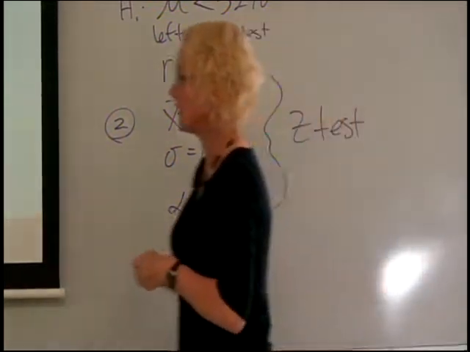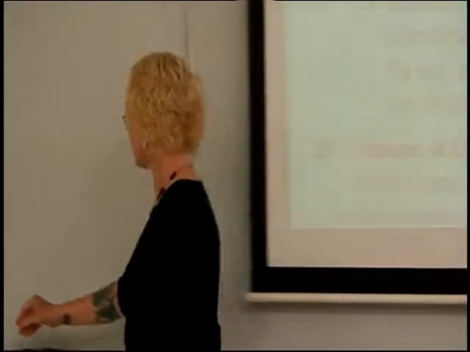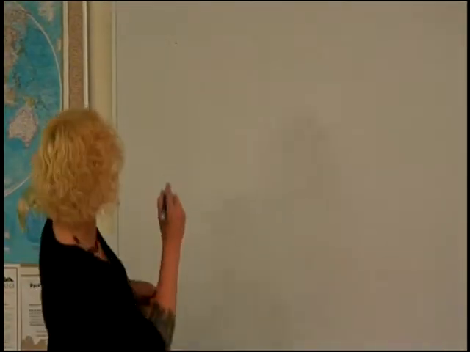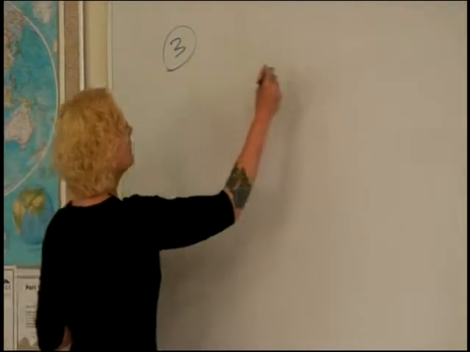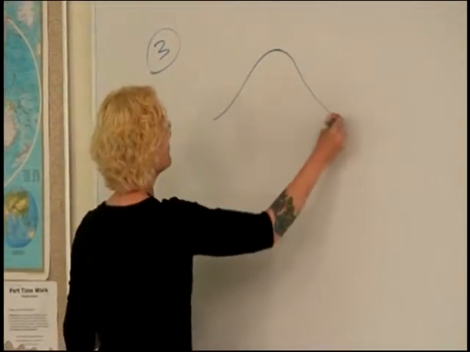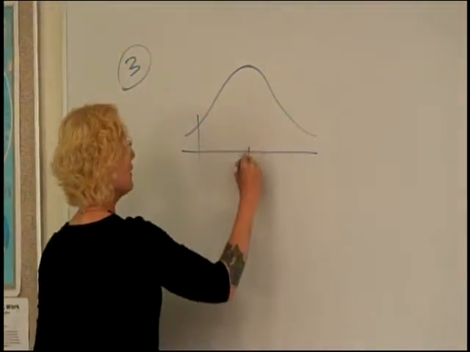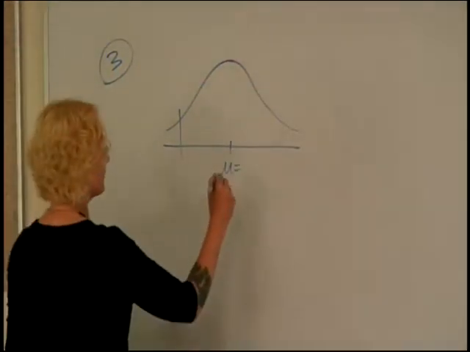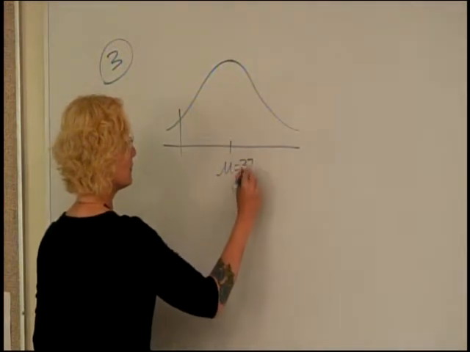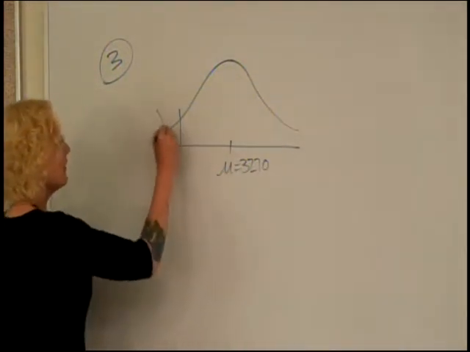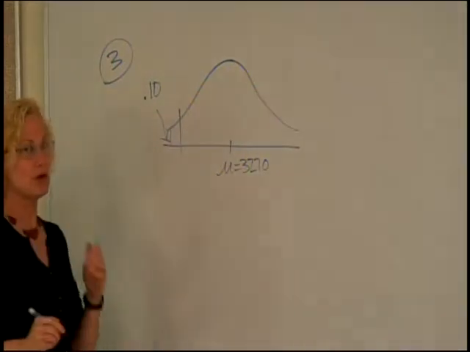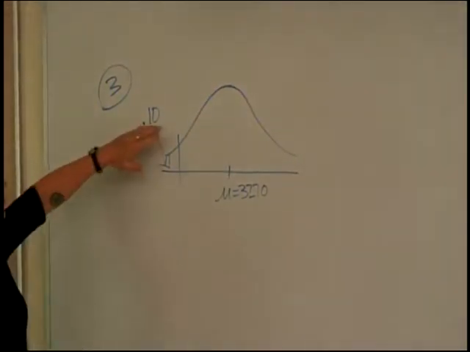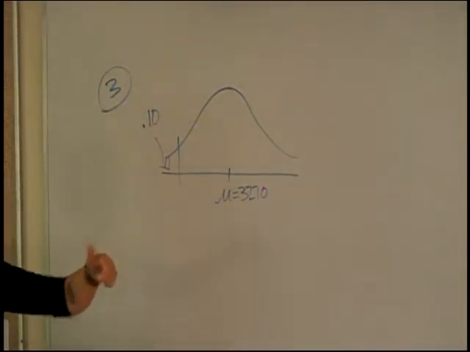Okay, so we're going to do a left tail test. So this would be step 3, where we set up our graph. The established mean is the champ until we can prove something different. The level of significance goes in the appropriate tail. If you're dealing with a two-tailed test, you would chop the level of significance in half and put half in each tail.